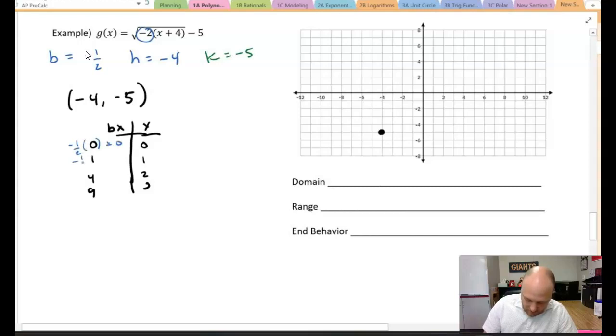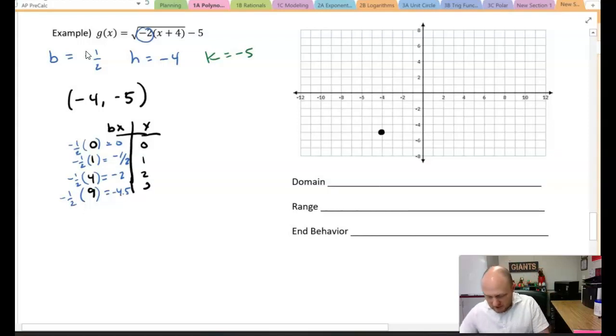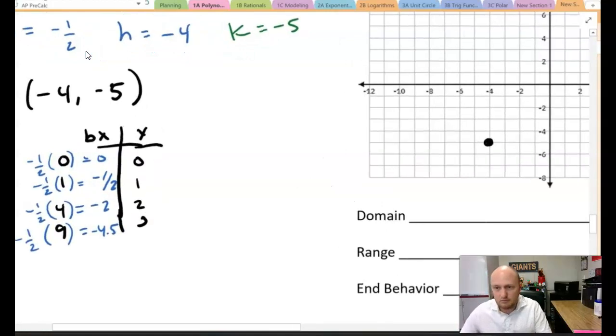So nothing happens to 0. Negative 1/2 of 1 is negative 1/2. Negative 1/2 of 4 gives me negative 2. And negative 1/2 of 9 is negative 4.5. Okay, so instead of going right, I'm going to go left. So I'm going to go left 1/2, up 1. I'm going to go left 2, and then up 2. And then back to my anchor, and I'm going to go left 4.5, and then up 3.